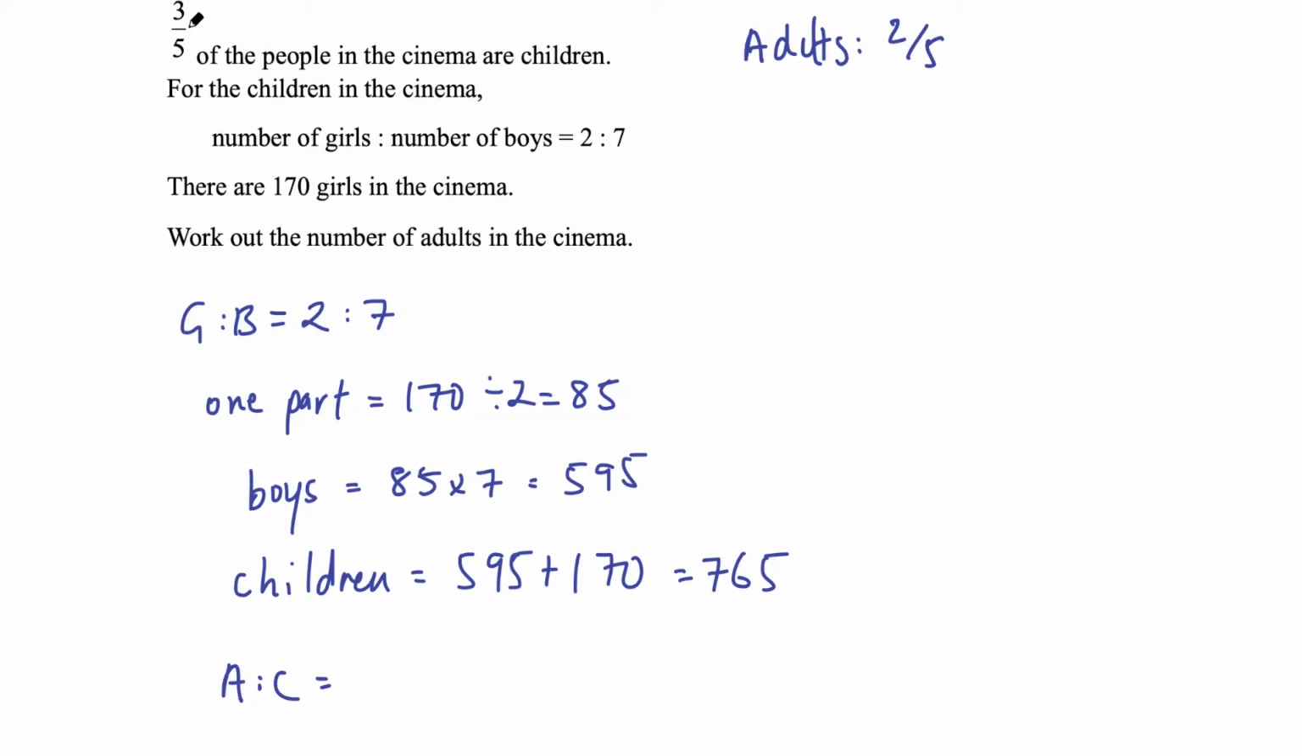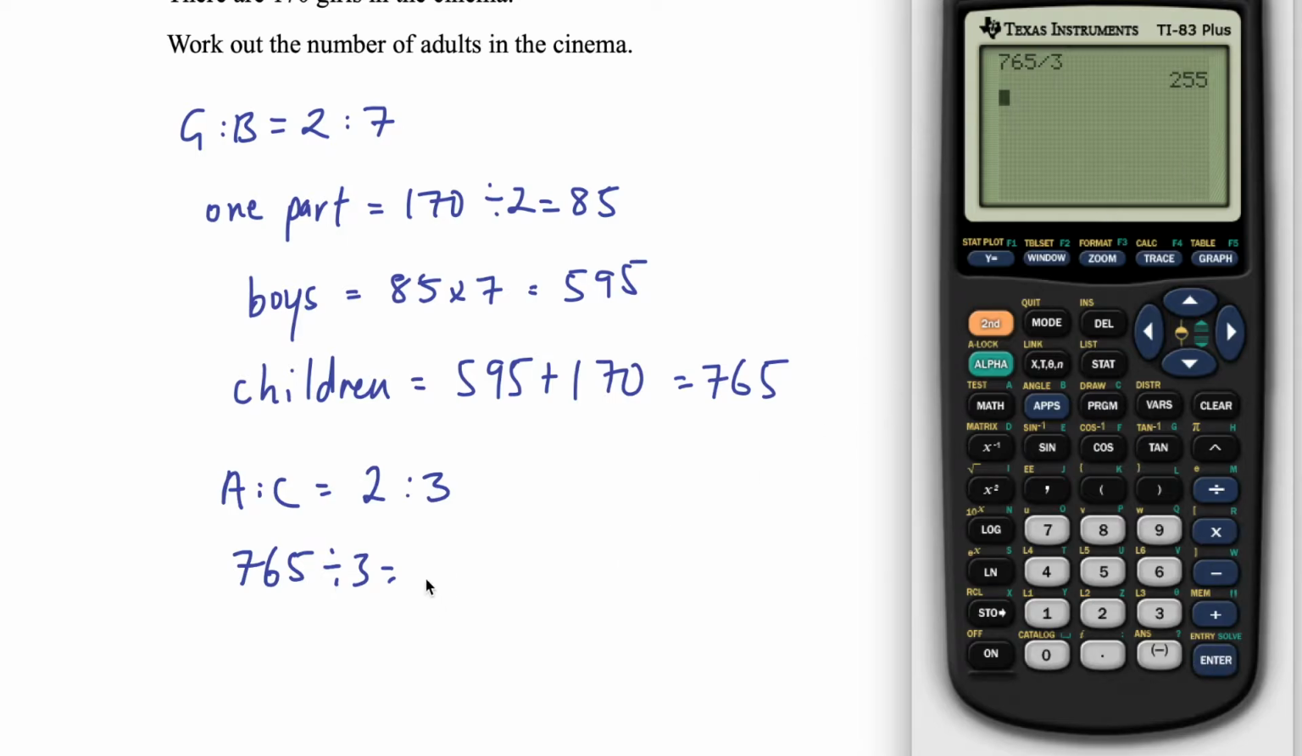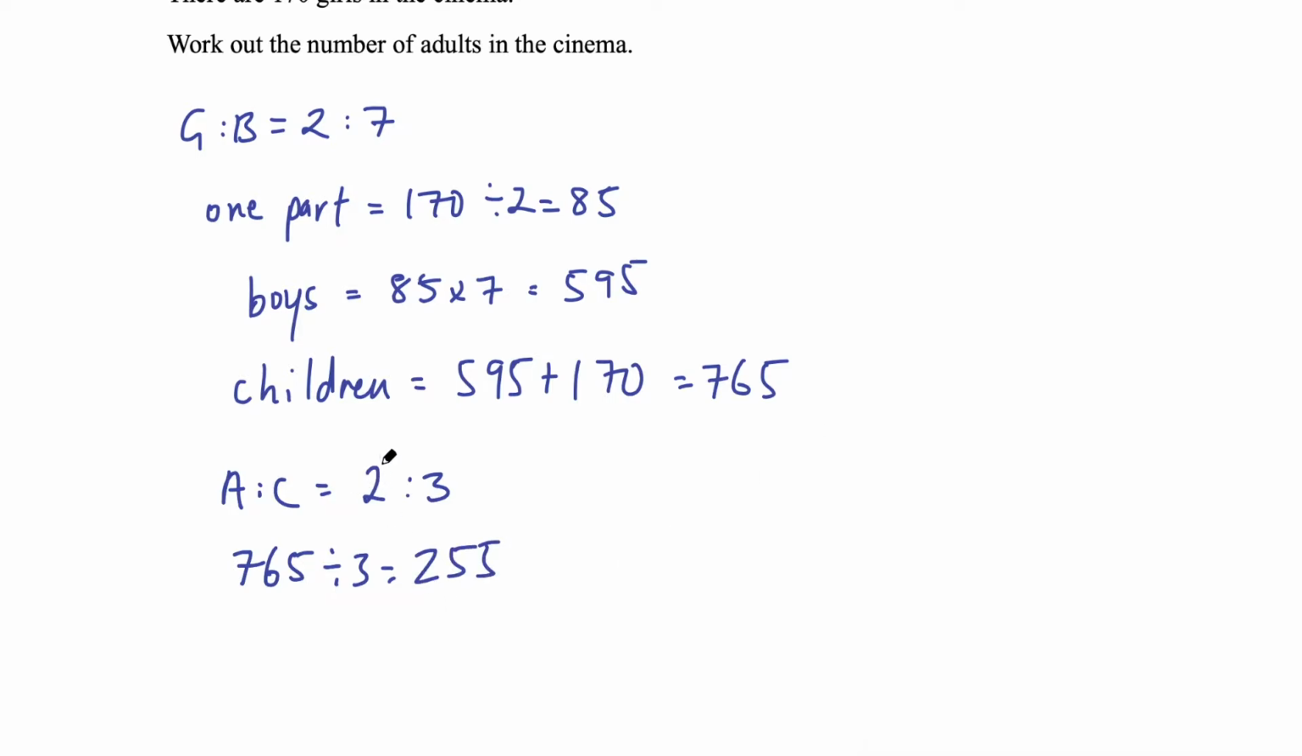So we know the total parts is 5 and the proportions are 2 and 3, so that means the ratio is 2 to 3. Then using the fact that there are 765 children, we could again use the same approach. We could find what one part of this ratio is worth. So 765 divided by 3. If we put that into a calculator, we get 255, and then multiply it by 2 to get the number of adults in this ratio. So 255 times 2, and that gives us 510.